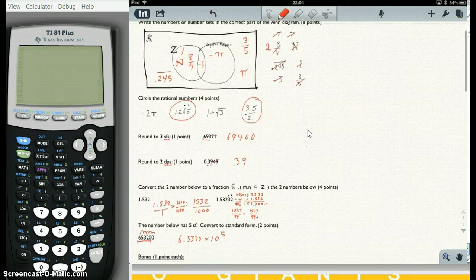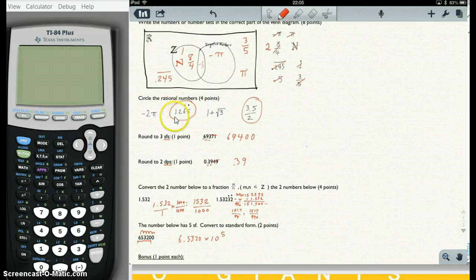Okay, so that's the Venn diagram. Let's go to the rational numbers. Here we have 4 numbers, and we're supposed to figure out if these are rational. Remember that the opposite of rational is irrational, and irrational numbers are basically any number that goes on forever in terms of decimals and never repeats and never terminates.